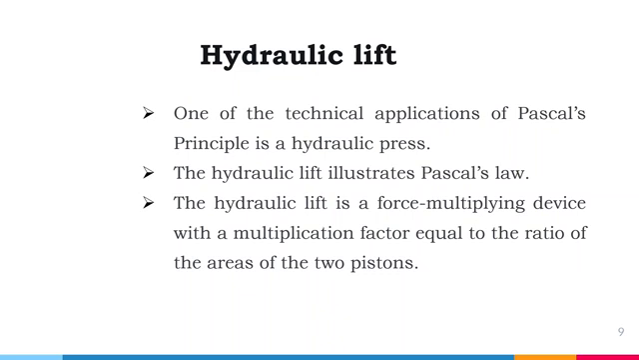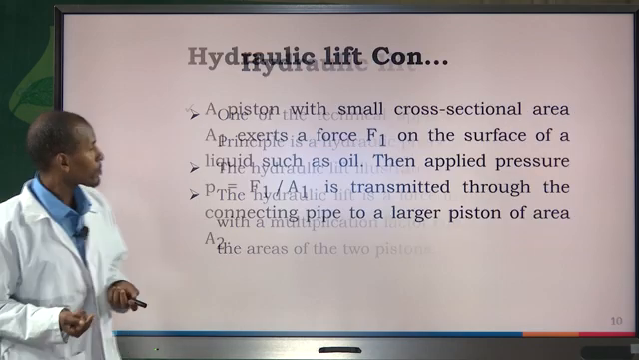The hydraulic lift is a force multiplier device which multiplies by a factor equal to the ratio of the areas of the two pistons, which means if we apply some amount of force, this hydraulic lift multiplies that force. For example, if we give a 1 Newton force, the hydraulic press may output a 2 Newton force, which is what force multiplier device means.